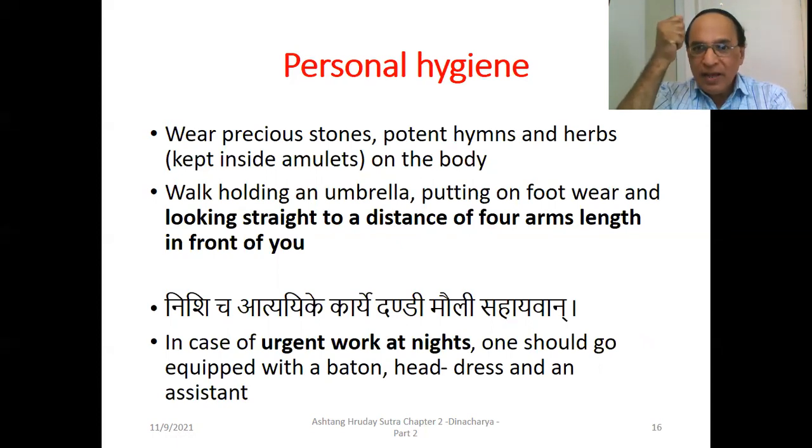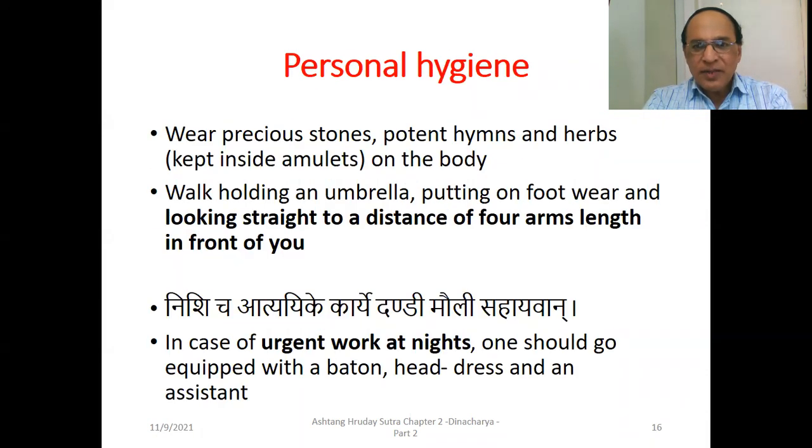Walk holding an umbrella, putting on footwear and looking straight to a distance of 4 arm lengths in front of you. My dear friends, purposefully I have dropped some shlokas which are not too important. Whichever shlokas are important, I have written over there. I am stressing that particular point. Do you understand? Nishicha atyike karye dandi mauli sahayavan. In case of urgent work at night, one should go equipped with a baton and headdress, and an assistant should be there whenever you go at night.